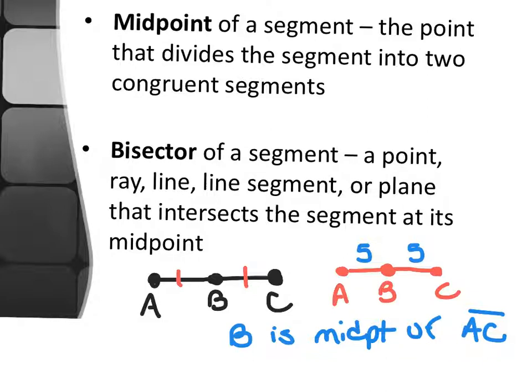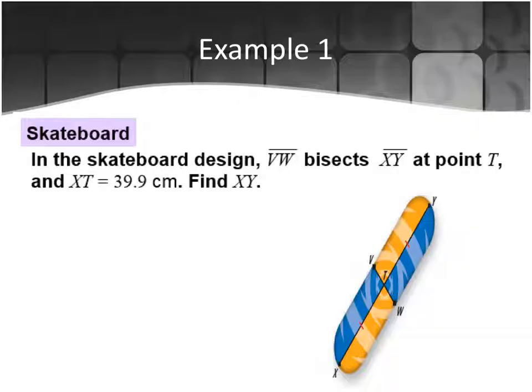I can also bisect my line segment at a point, a line, a ray, or a line segment. So if I have my line segment, I've already drawn the midpoint with a point. I could also bisect it, or cut it in half, with a line. I would have my two congruency marks here. I could also bisect it with a segment. If I turn those arrows into points, I could also bisect it with a ray or a plane. Any questions on what a midpoint is? All right, let's move on.